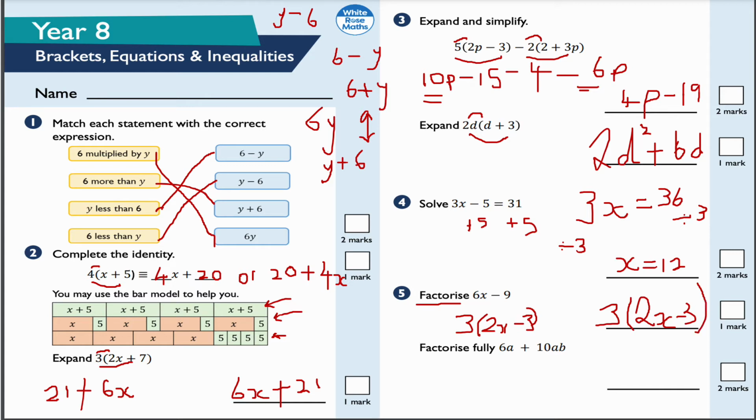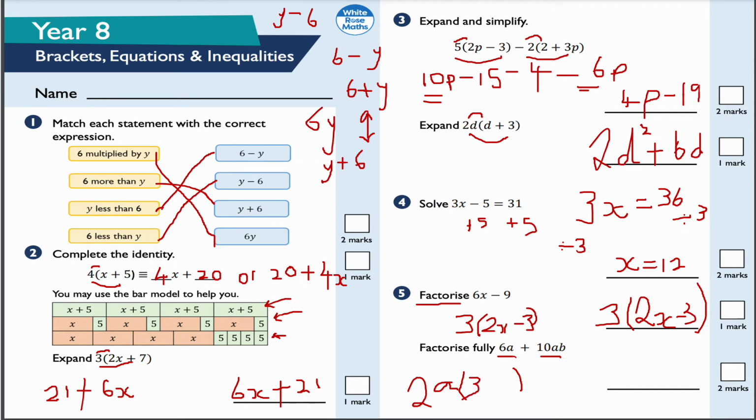Okay, next question, guys. Factorize fully 6a plus 10ab. Well, the highest common factor out of this is actually going to be a number and a letter, because I've got an a common in both. So I can take an a out straight away. The highest common factor between 6 and 10 is actually going to be 2. So it's the highest number that goes into both of those numbers.